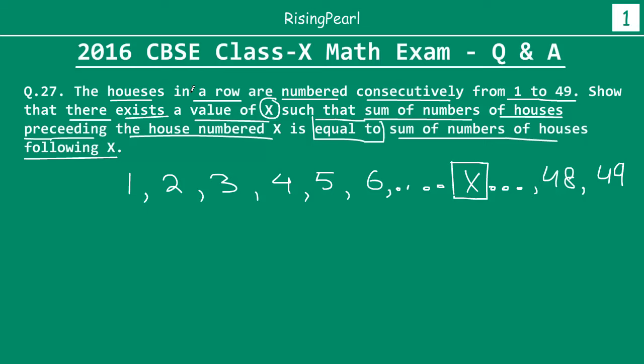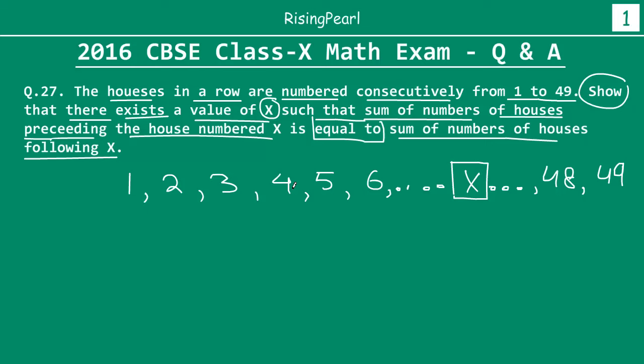Now x, the question goes like this. Show that there exists a value of x, meaning there exists one such number x somewhere in between 1 and 49. Do we know if x is equal to 4? It could be. Or x is equal to 6? It could be. Or x could be equal to 48. We just don't know what x is.